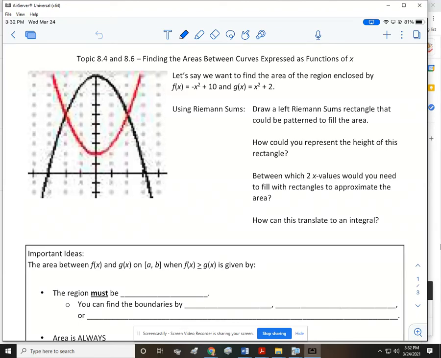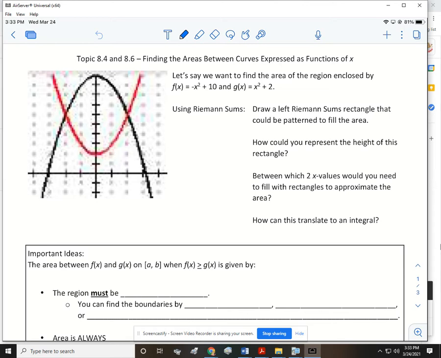All right, so in this lesson, we're going to start finding the area between two curves. In today's lesson, they're going to be expressed in terms of x. All right, so I have the graph. The one on here doesn't look great. I think hopefully the one on your paper is a little better.